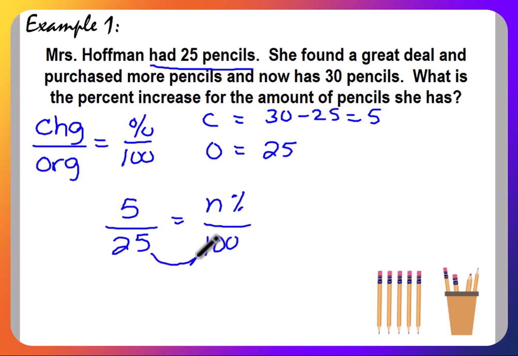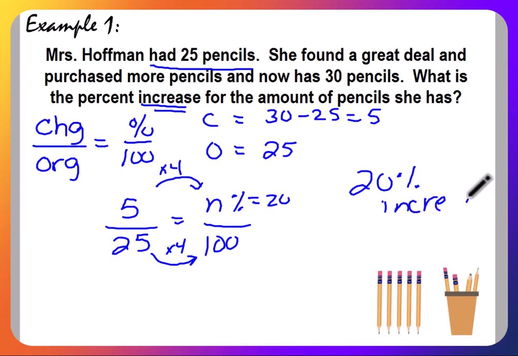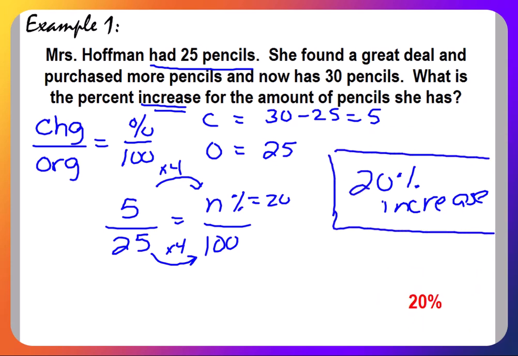Multiply. 25 times 4 will give you 100. Same scale factor, 5 times 4 will give you 20. So it's going to be a 20%, and it's an increase because the amount of pencils did increase. So it's a 20% increase. And always identify your answer by putting like a circle or a box around it. And that is correct. It's not too hard, is it?